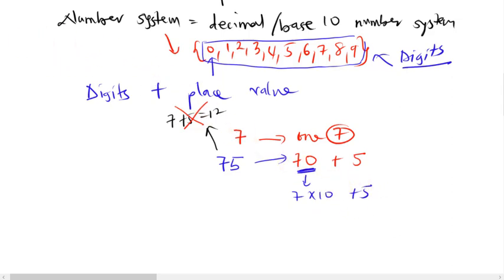I want us to go on to look at this. What does this mean? When we say 7 times 10, it means 7, 10 times. 1, 2, 3, 4, 5, 6, 7, 8, 9, 10.